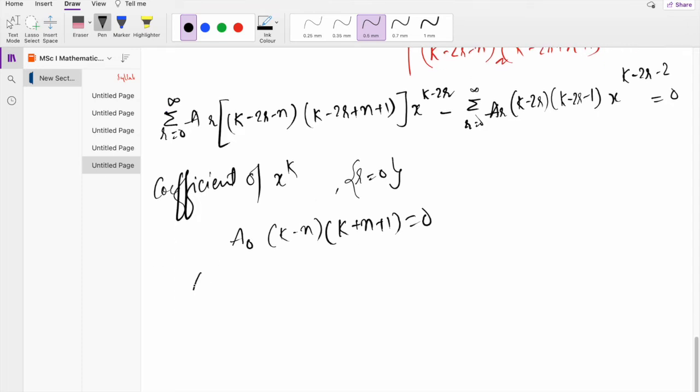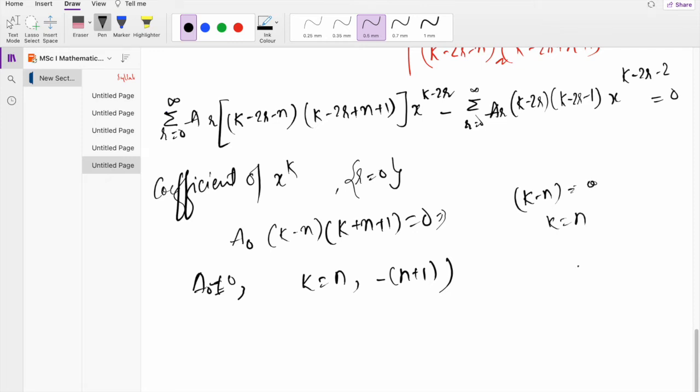So we know the first term a0 cannot be 0, so k can take the value of n or −(n + 1). Either a0 must be 0 or this term must be 0. So k − n equals 0 gives k equals n, or k + n + 1 equals 0, so k equals −(n + 1). So k can take the value n, and another value is −(n + 1).